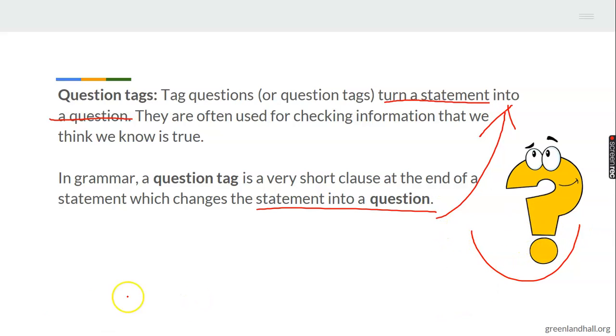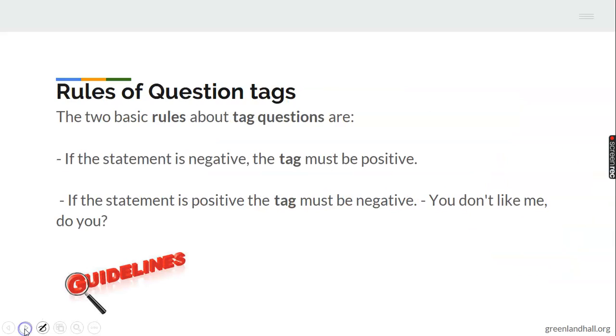So moving forward, let's see what we have next. What are the rules of question tags? We have basically, I think, 6, more than this. But for now, we're going to take these basic rules. I call them basic because other rules are built from this. Now, the first rule we'll consider, if the statement is negative, the tag must be positive.